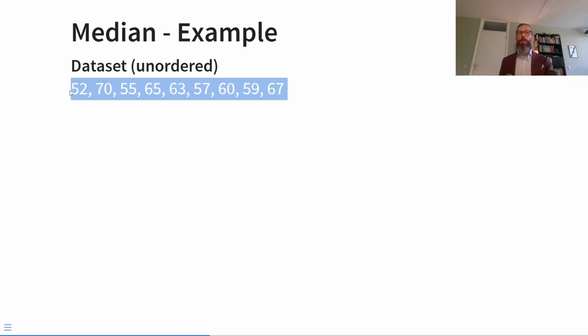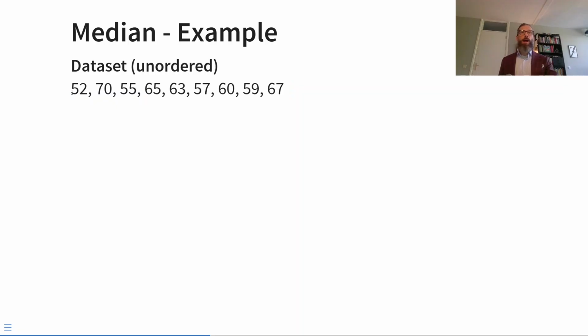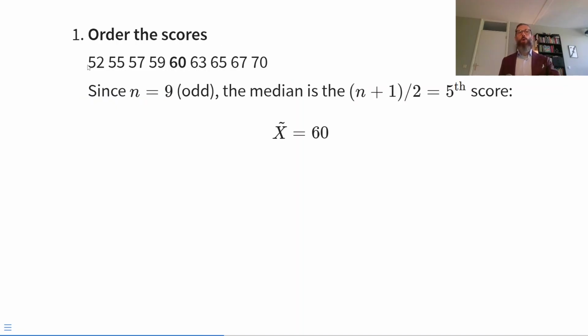Here's a different numerical example. Imagine that these are data that we collected. It doesn't matter for this example what the variable is. And these are the unordered scores. Now, if we were to order these scores, then we immediately see which one is the median. It's this one, 60, because there are 4 scores to the left of it and 4 scores to the right of it, so this is the middle value.